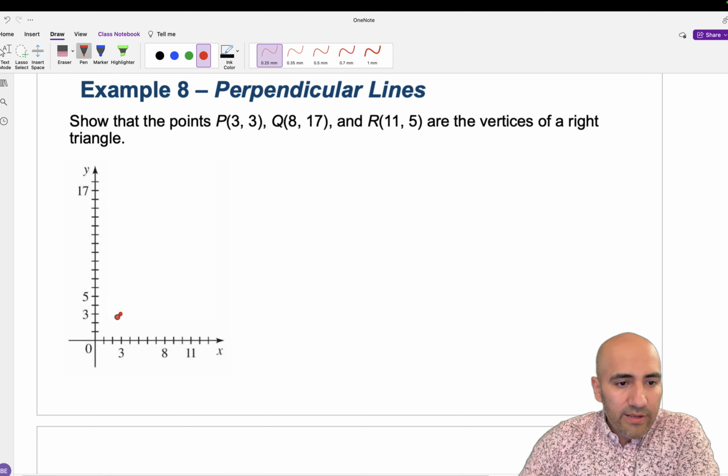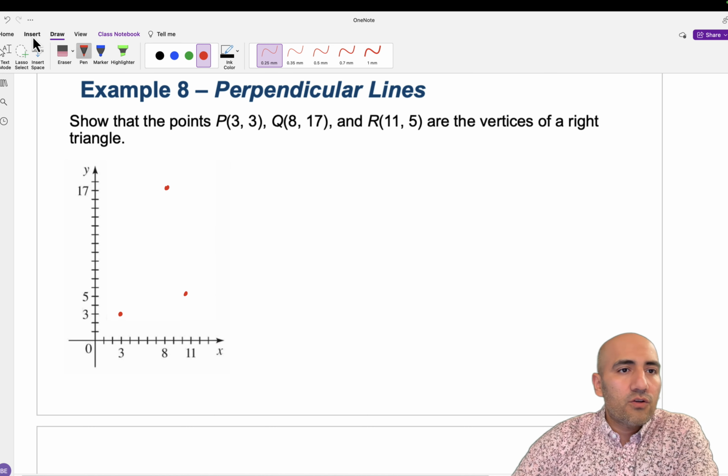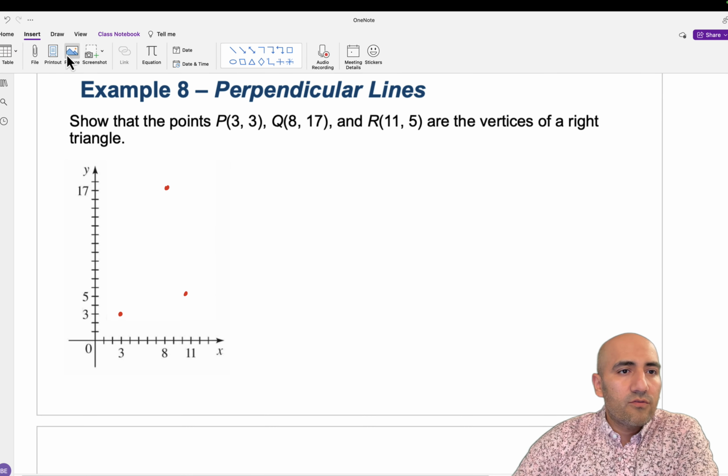So we have a dot right there at (3, 3), and one at (8, 17), that's somewhere over here. And then (11, 5), that's somewhere over here. Good. So you can kind of try and insert lines here. Let's see if we can draw this out.